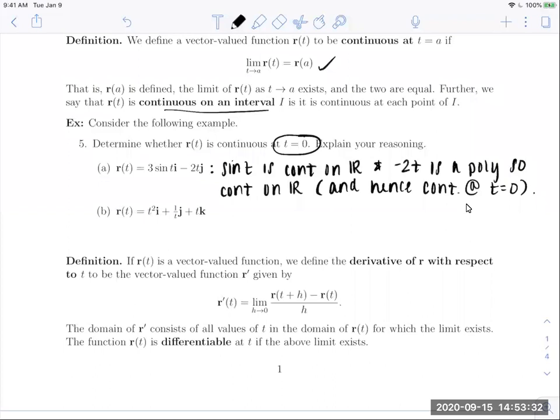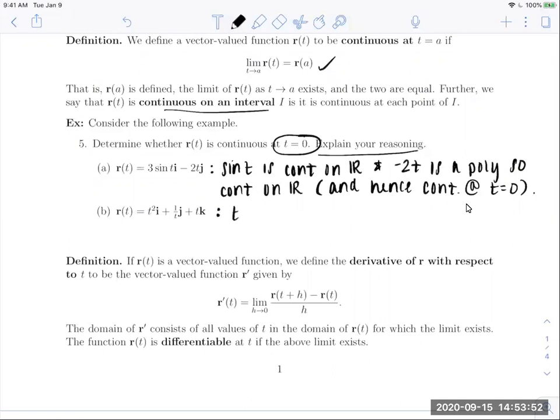All right. So again, I'm not even going through that formal definition up above, just using my knowledge of sine and cosine and polynomials and stating that. So for explain your reason, you can either go through computing the limit or you can just explain in words as I just did. Let's take a look at B.